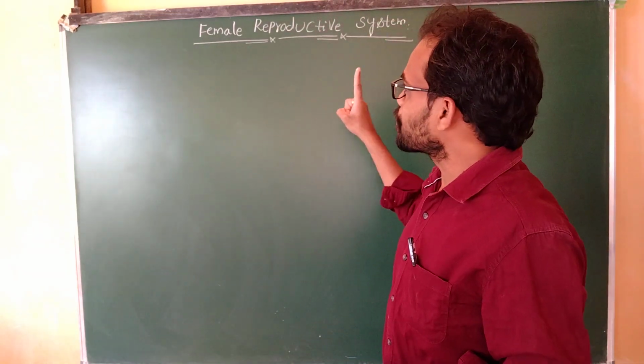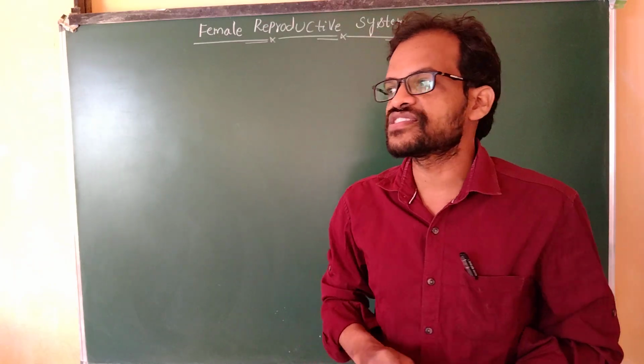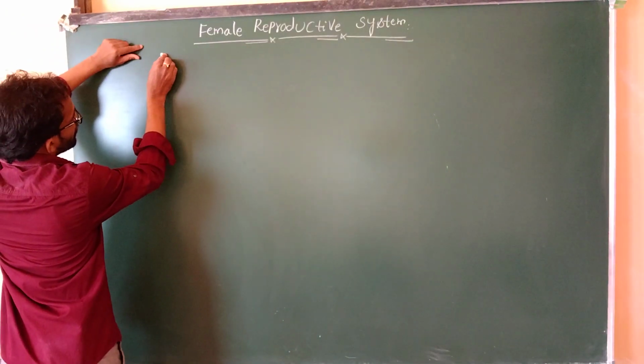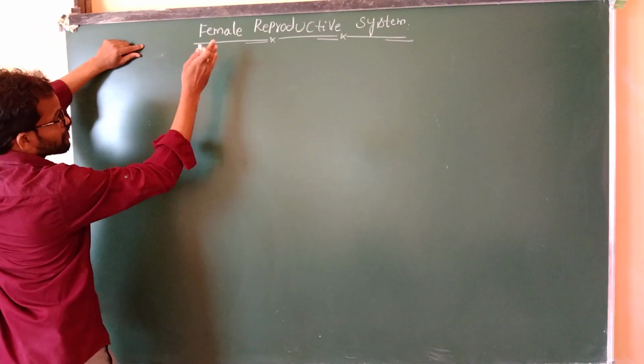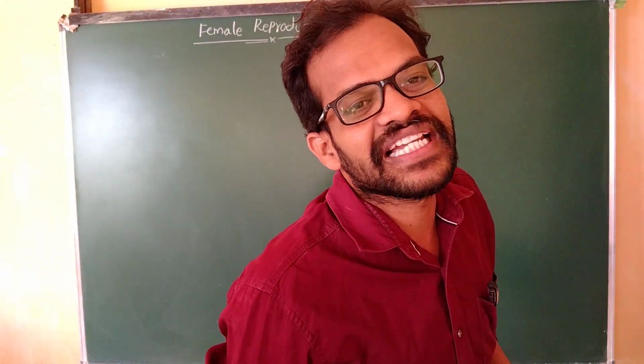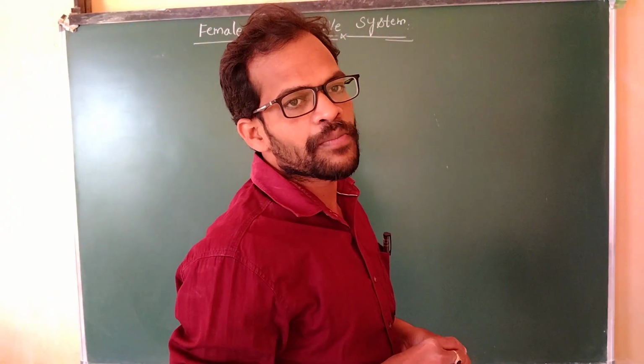The female reproductive system consists of one pair of ovaries. First, the diagrammatic representation of the female reproductive system. After that, we will discuss each and every part of the female reproductive system.